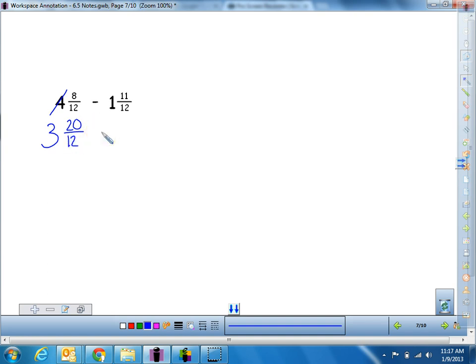So altogether I have 20 twelfths. So now I have 3 and 20 twelfths, which again, these are equivalent. They're the same amount. If I was talking pizza or brownies, none of them would be missing. We would just have some cut and some not cut. I'm going to subtract 1 and 11 twelfths from it. And when I do that, 20 minus 11 gives me 9. So I have 9 twelfths.